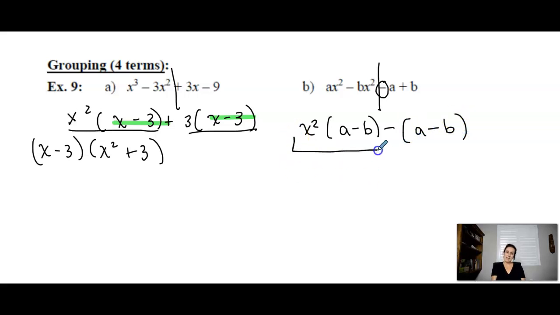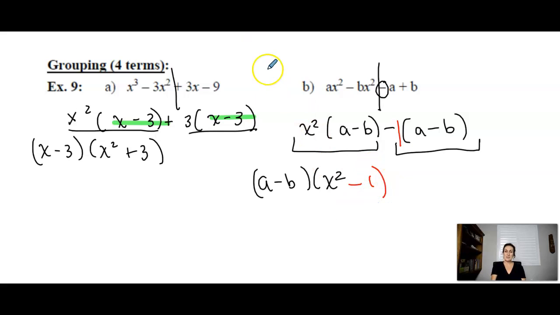Now looking at my two groups, you can see I have an a subtract b that's the same. So the a subtract b is going to factor out, and I'm left with an x squared. And then this is where a lot of students miss. There's a 1 there, a 1 placeholder. So you have an x squared subtract 1 that's left. So check to see if you did that right.